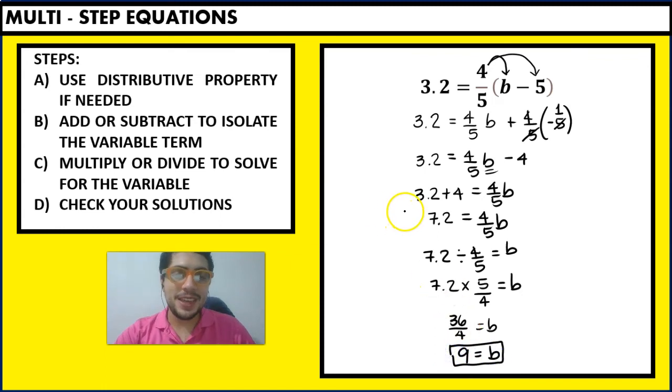And that is pretty much it for today, guys. So as you can see, we use the distributive property. We moved everything that is a number to the other side. And then we isolated b by dividing by 4 divided by 5. And that's pretty much how you do it, guys.